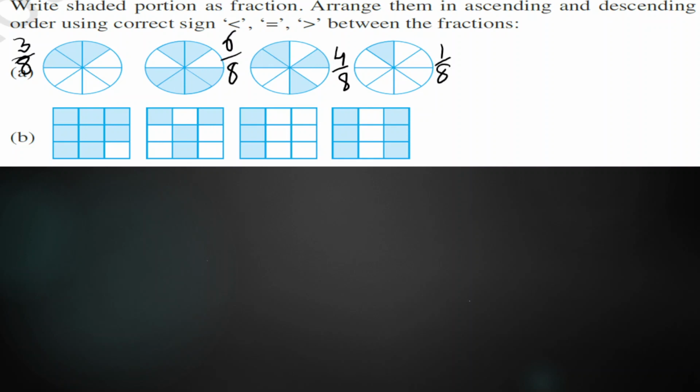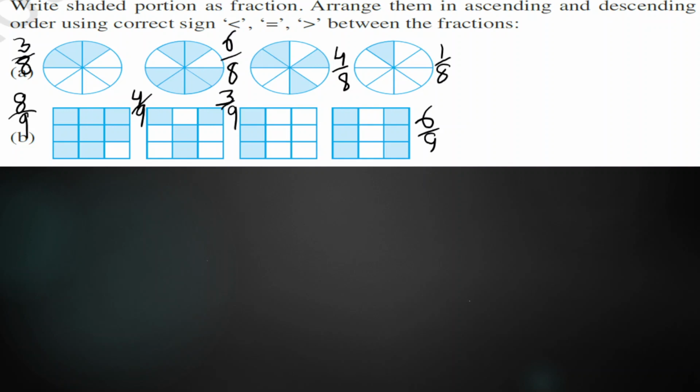And let me write the fraction for these also. And here the fraction becomes 8 parts are shaded out of 9 equal parts, and here 4 parts are shaded out of 9 equal parts, and 3 parts are shaded out of 9 equal parts, and 6 parts are shaded out of 9 equal parts.